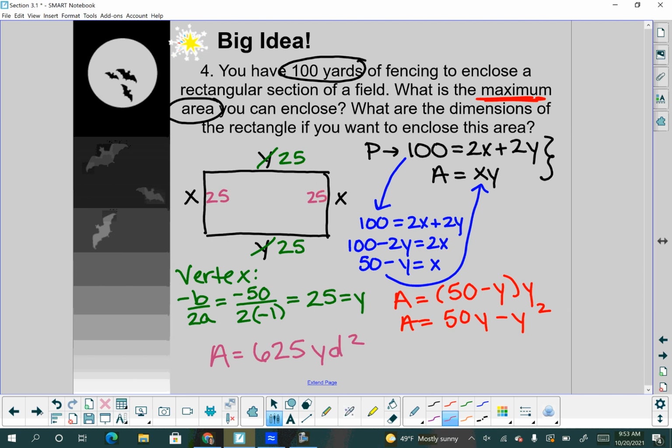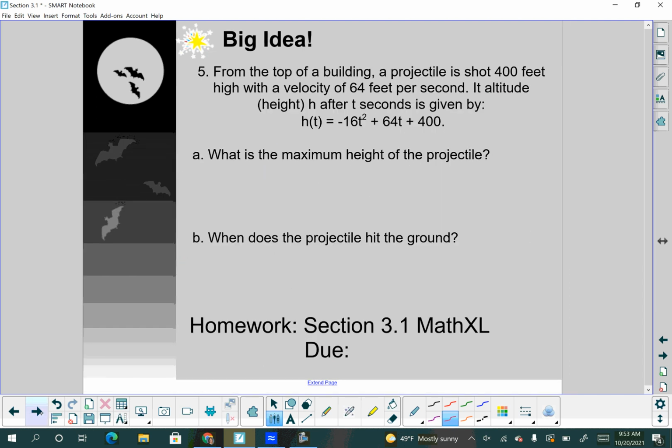All right, last one. From the top of a building, a projectile is shot 400 feet high with a velocity of 64 feet per second. The altitude height after t seconds is given by the following equation. So no need to write the equation here, they're giving it to us. First thing it's asking is, what is the maximum height of the projectile?